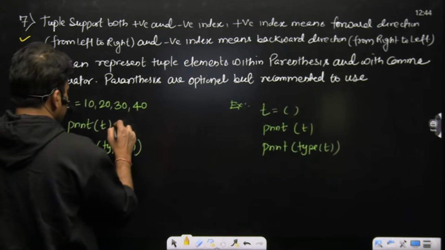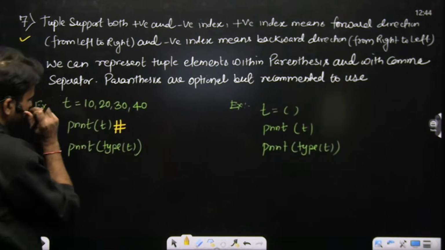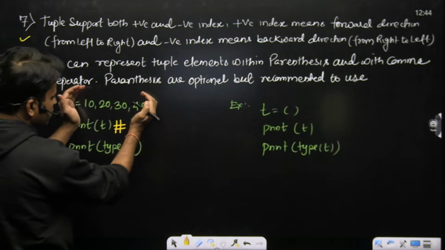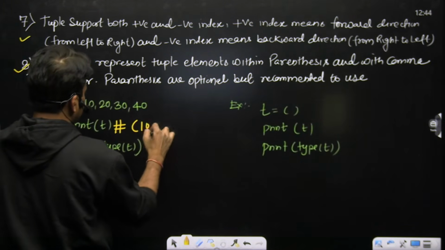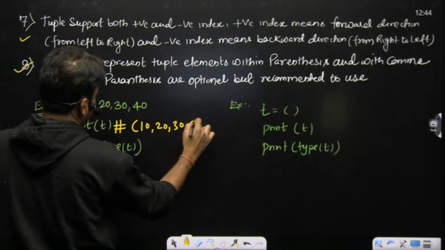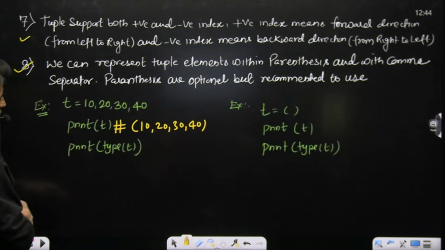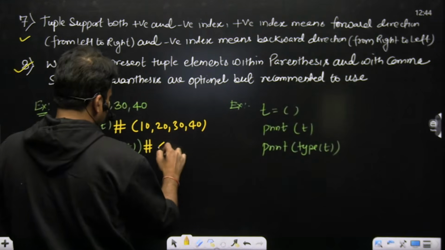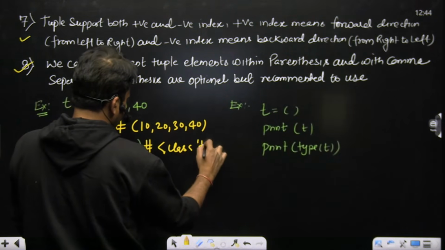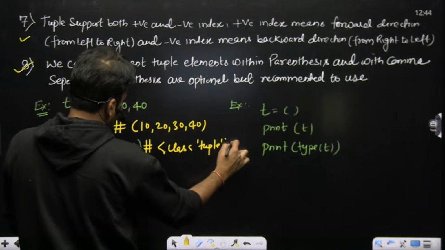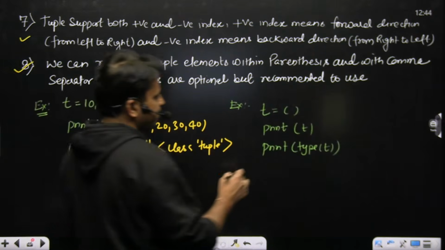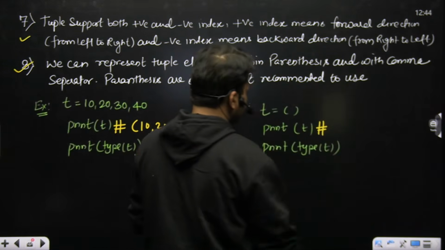If I want to print this, then what does it print? Yes, student. T equals 10, 20, 30, 40. Parentheses are optional but recommended to use. If you do not write them, it is still fine, student. So it prints 10, 20, 30, 40. Print type of T. What is the type of this T, student? Class tuple. Okay, so this is the answer. All right, student.